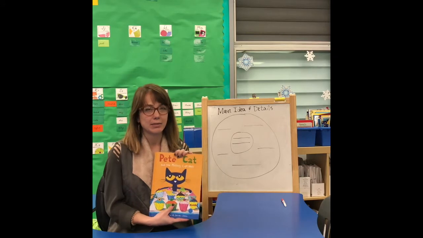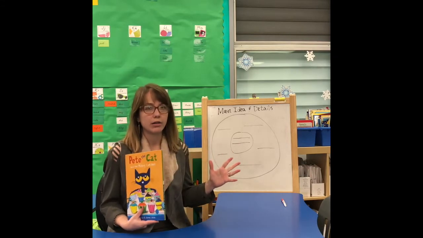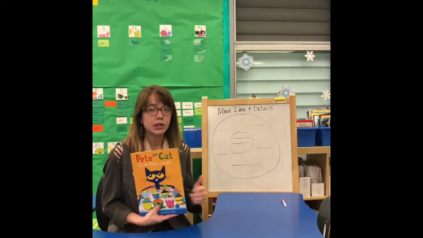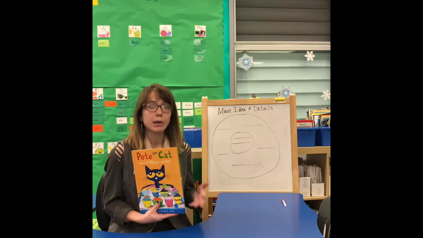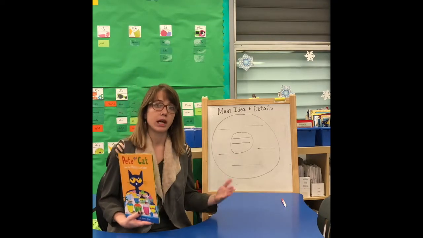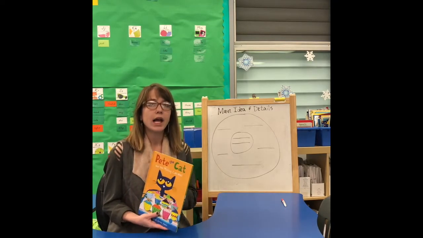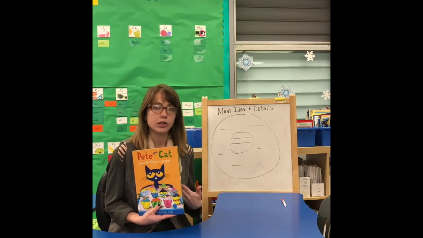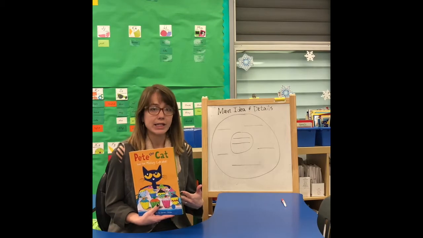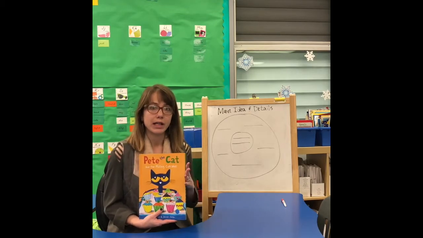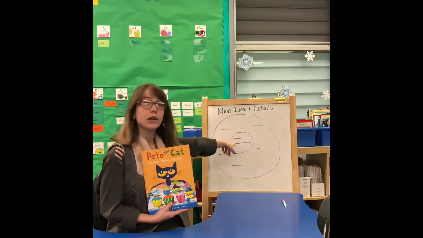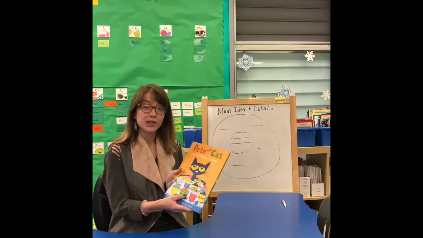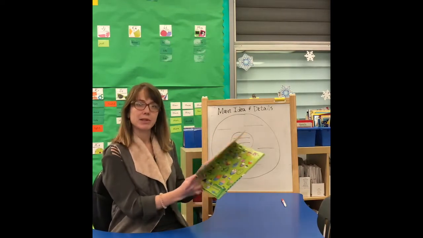So main idea means what is the story all about? When you're finding a main idea, you need to go through the story and come up with one sentence that kind of sums up what the story is all about. I'm going to briefly read through part of this book, and I'm going to model how to find the main idea. After I've found the main idea, I'm going to write it in the center of this circle. So I'll start with the book, Pete the Cat and the Missing Cupcakes.